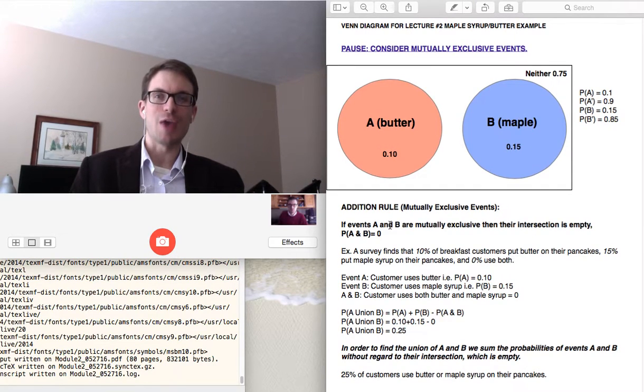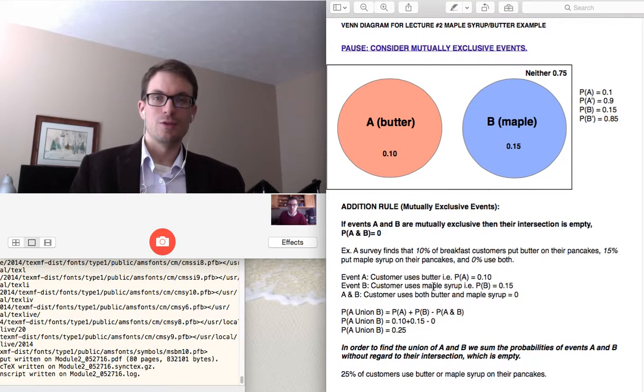Okay, so if events A and B are mutually exclusive, we know their intersection is empty, the sets are disjoint, so the probability of A and B together is 0. So the example, just to write it out, would be, suppose a survey finds 10% of breakfast customers put butter on their pancakes, 15% put maple syrup on their pancakes, 0% use both. Now let's go ahead and find the probability of the union.